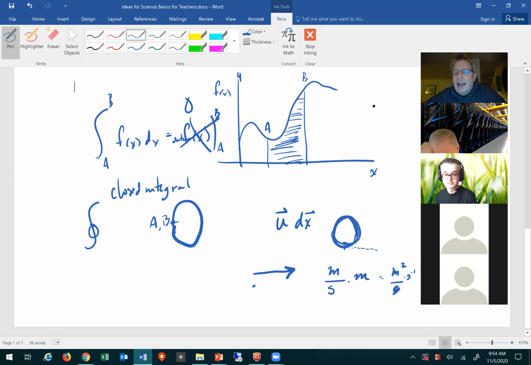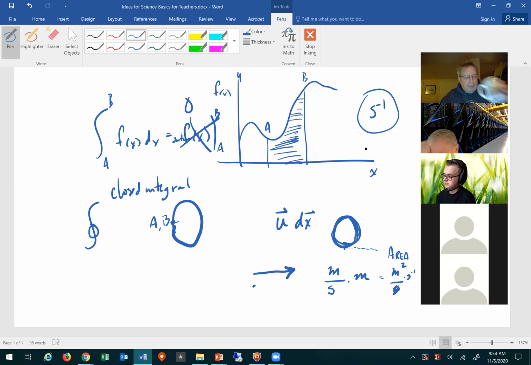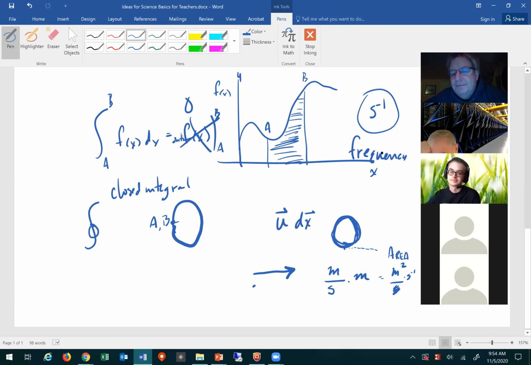But if it's a given amount of time, what is s to the minus 1? If this is area, what is s to the minus 1? That's how time is time. 1 over time is? The frequency. Frequency. So do you agree that something that's creating more area in a shorter amount of time must be rotating faster? So it's the frequency of rotation.